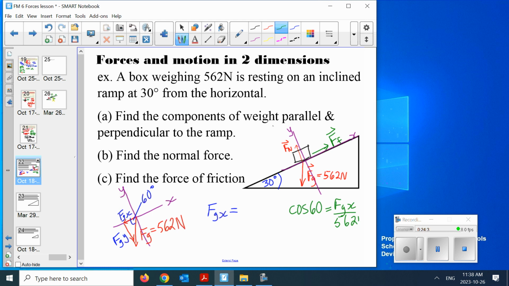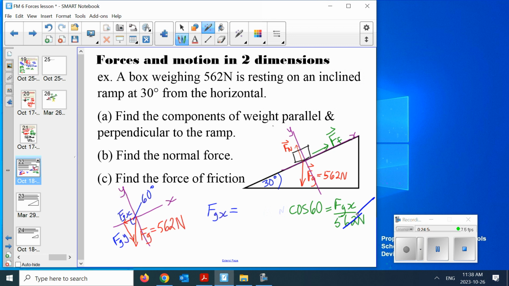If I do this, and I isolate for FGX, it just turns into multiplying, right? Like what I'm saying is that I now multiply this side by 562, and this side by 562. Okay? These cancel, and there you go. Do you guys follow where this comes from?